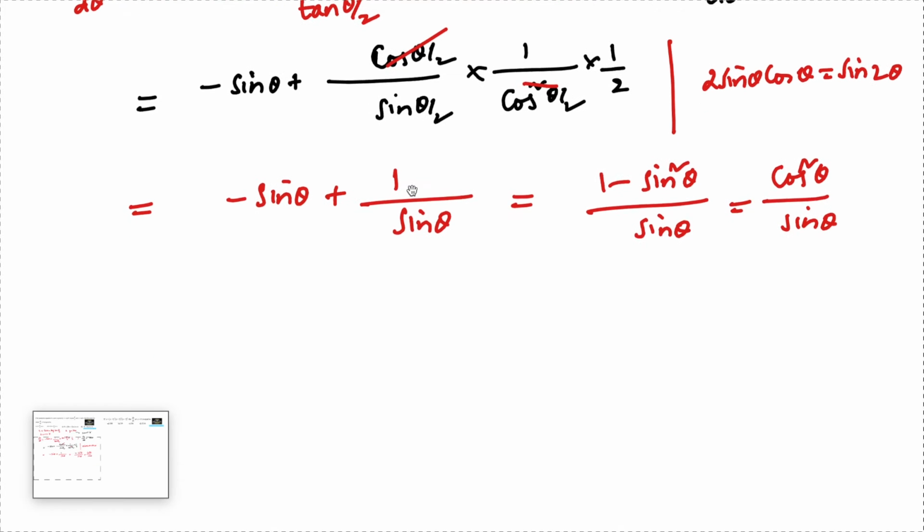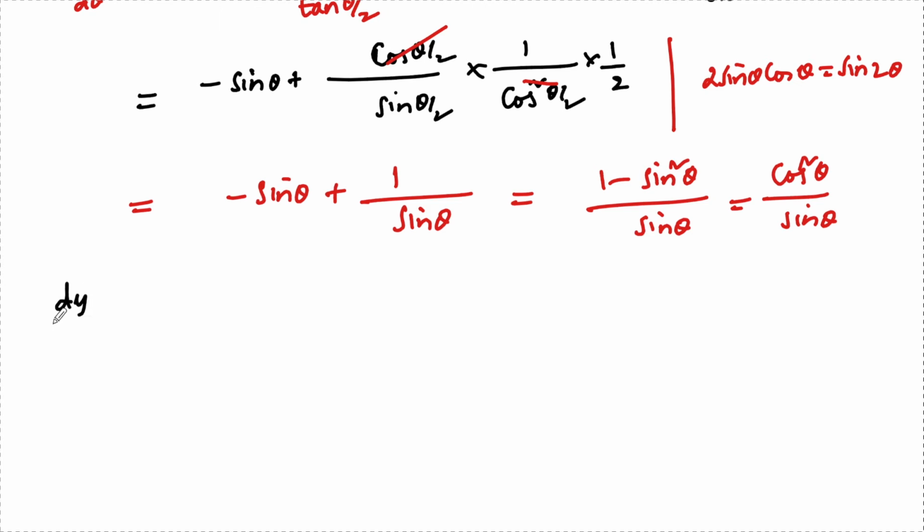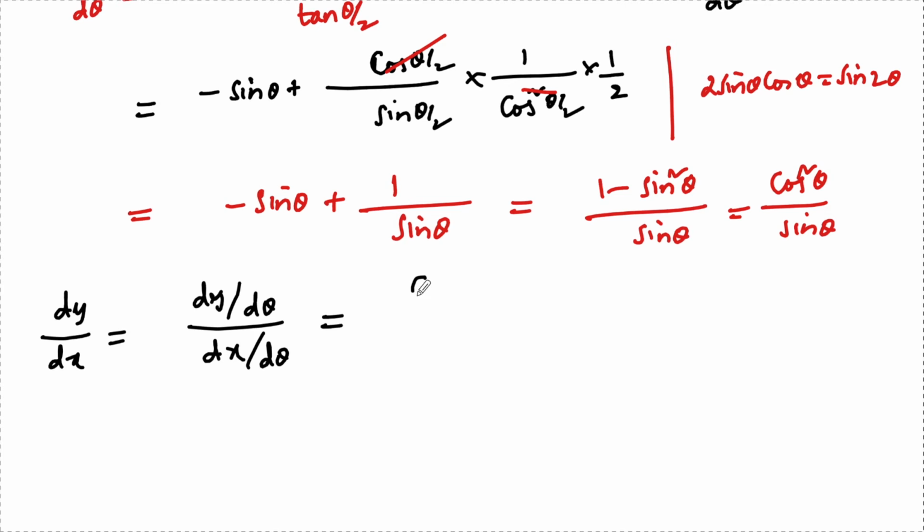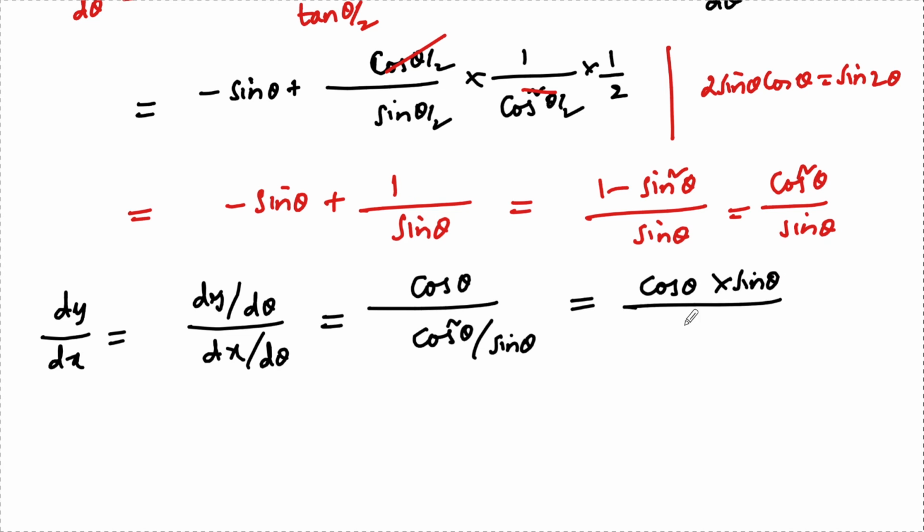Now we require dy by dx. So let us write dy by dx, which can be written as dy by d theta upon dx by d theta. So dy by d theta is cos theta upon cos square theta by sin theta. So we can write this as cos theta into sin theta upon cos square theta, that is cos theta into cos theta. So we can cancel this cos theta, which is equal to tan theta.